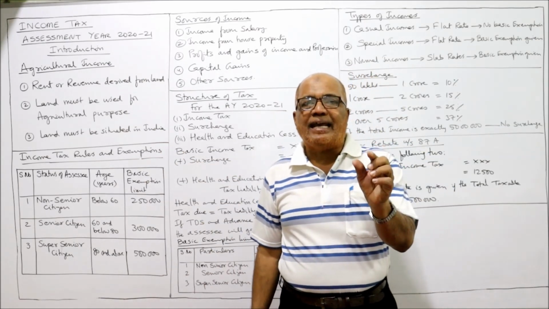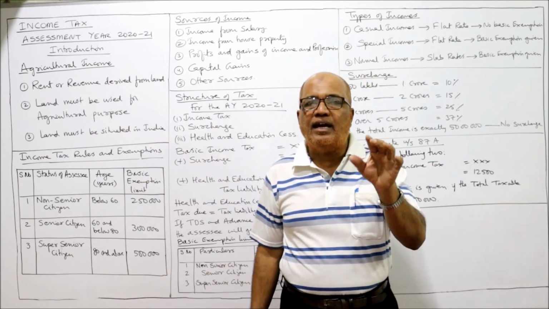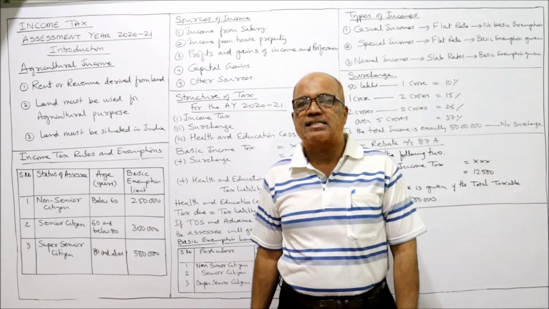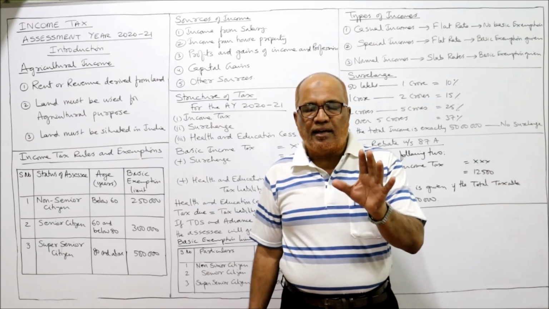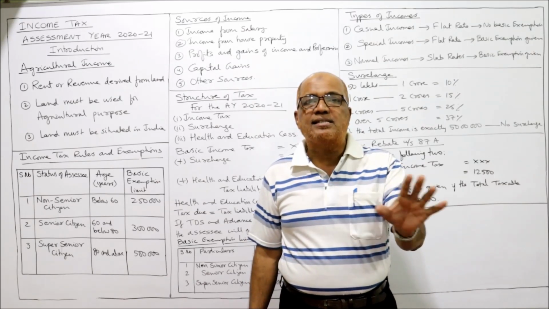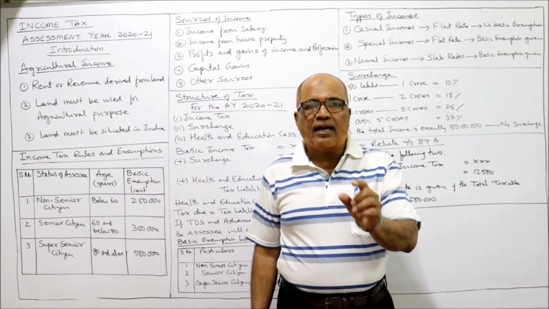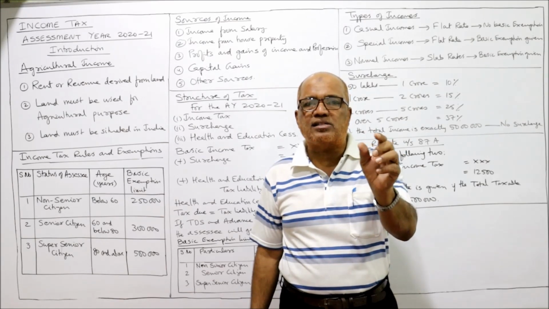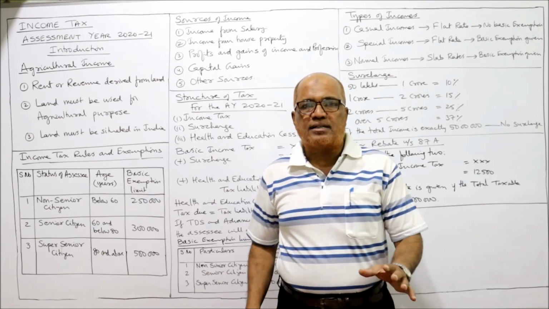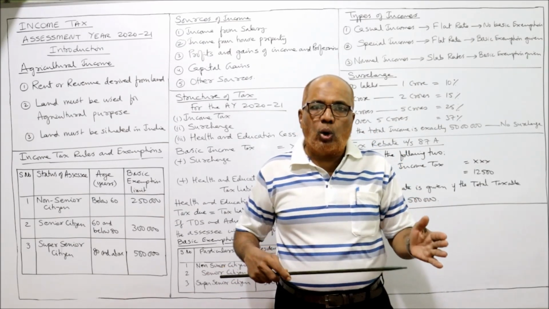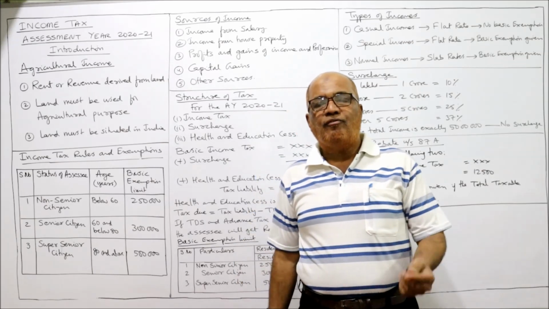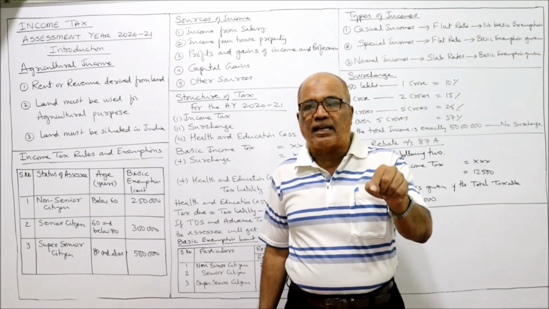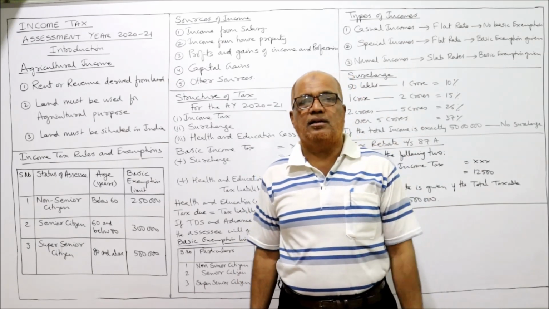According to section 10, subsection 1 of the Income Tax Act 1961, agricultural income is exempted from tax. Agricultural income is exempted from tax under section 10, subsection 1. But agricultural income will be included in the total income for calculating the tax on non-agricultural income.